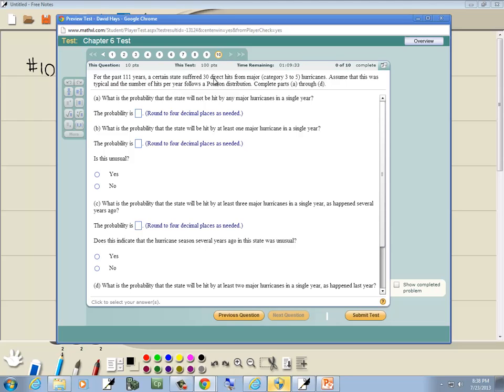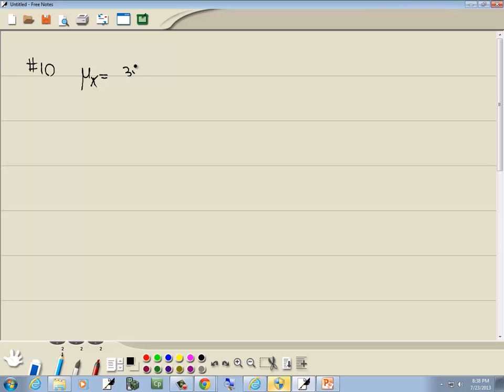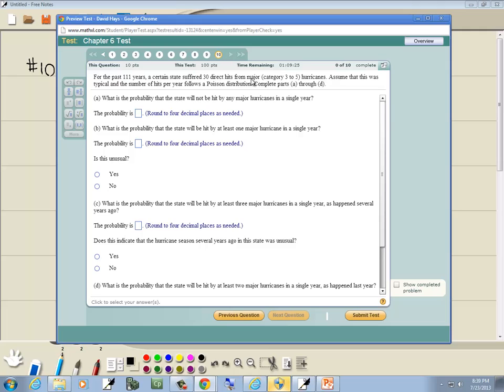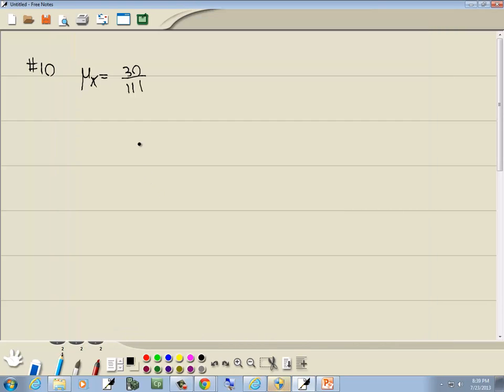We got 30 hurricanes over 111 years' time. So to find the average, you take 30 divided by 111. And let me just double check those numbers. 30, 111. And then from there, you do it the same as what we just did. Again, if it asks you if it's unusual, they're talking about the 5% mark. Anyway, people have trouble with the mean on that, but that's how you do that.